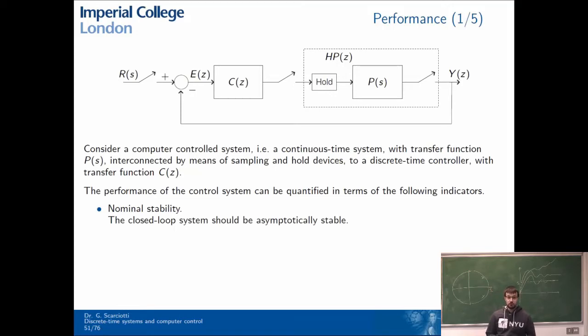So after we talked about stability, we are now going to talk about performances. The scheme that we're going to study is this type of scheme. A scheme in which we have a controller, C(z), in the discrete time domain. Then we have a sampler and a hold device and a plant, P(s). And after the plant, we have another sampler, and we want to study the performances of this closed-loop system.